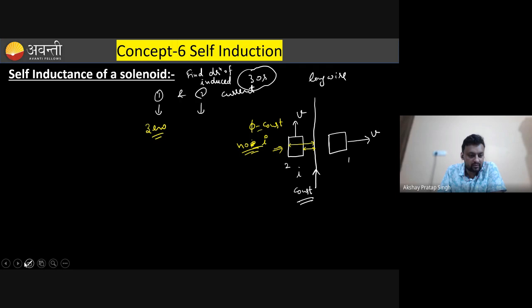I'm repeating. I'm saying this is moving, so the new field will be set to support the original field, opposing the change, by the action of the induced field.